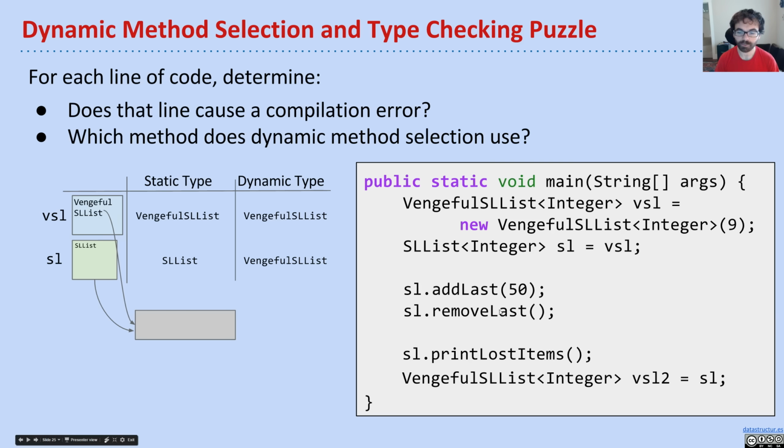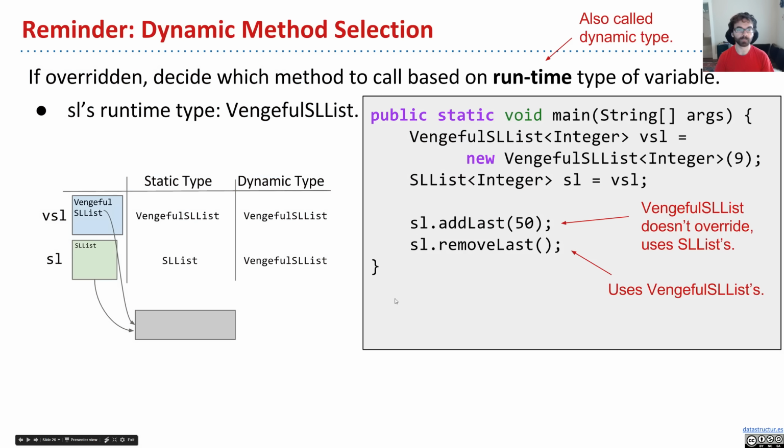All right, so let's consider first these two lines of code, in isolation. Do these work? Yes. SLists certainly have an addLast and a removeLast method, and which one gets called? Well, first when we consider the addLast call, we consider the dynamic type. What's the dynamic type of SL? Well, it's VengefulSList. So we'll try to call the addLast method of VengefulSList. However, VengefulSList did not actually override it, so it'll go one step higher in the hierarchy and use the SList class's addLast method.